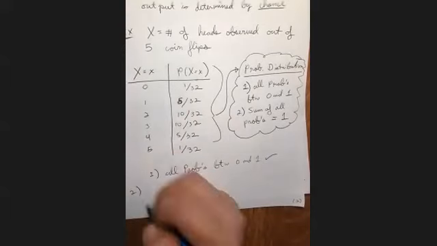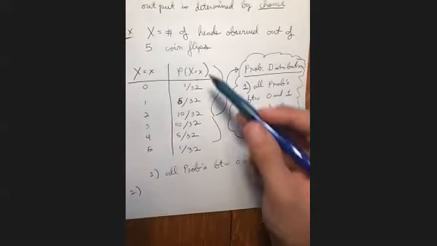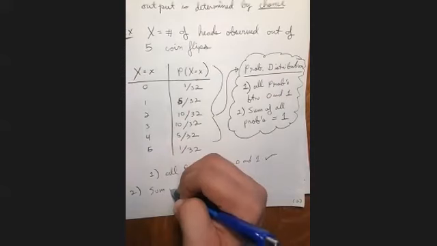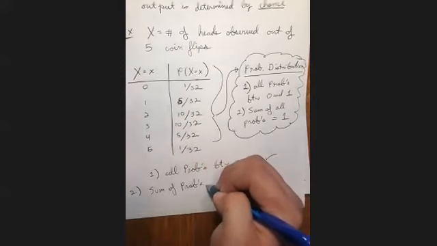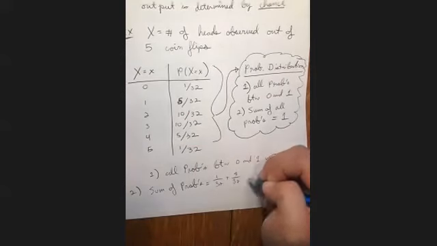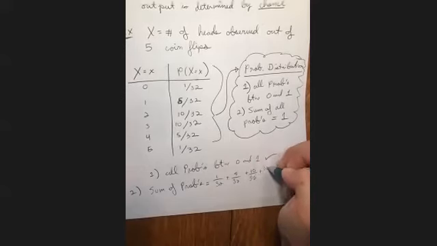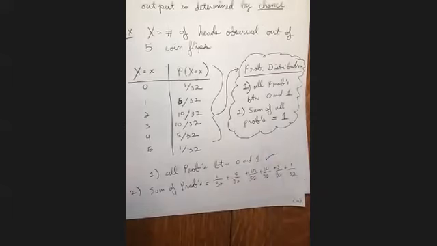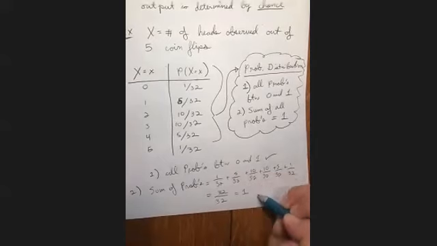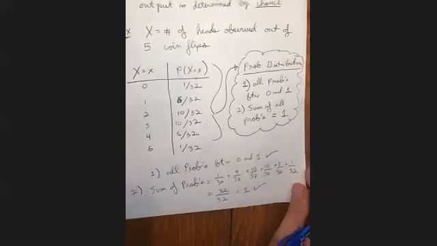For the second condition, we need to do some math. So here we're going to add up all the probabilities. So the sum of the probabilities is equal to 1 out of 32 plus 5 out of 32 plus 10 out of 32 plus 10 out of 32 plus 5 out of 32 plus 1 out of 32. And if we add up the numerators, we get 32 out of 32, which is indeed 1. So this qualifies as a probability distribution.